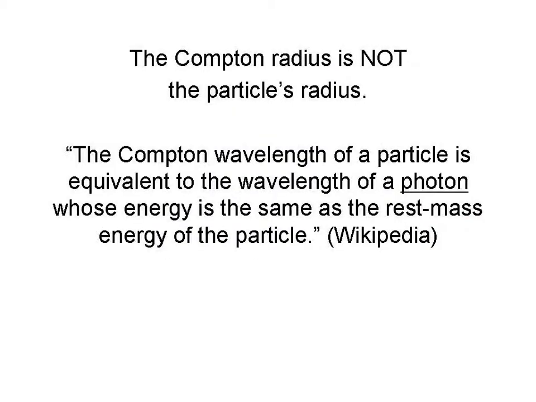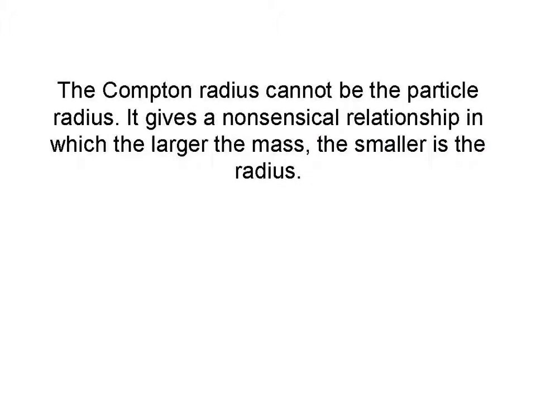Now, the Compton radius is not the radius of the elementary particle it is associated with. From Wikipedia, the Compton wavelength of a particle is equivalent to the wavelength of a photon whose energy is the same as the rest mass energy of the particle. It's not the radius of the particle, it's the radius of the photon connected with that particle. The Compton radius cannot be the particle radius. It gives a nonsensical relationship in which the larger the mass is, the smaller is its radius.